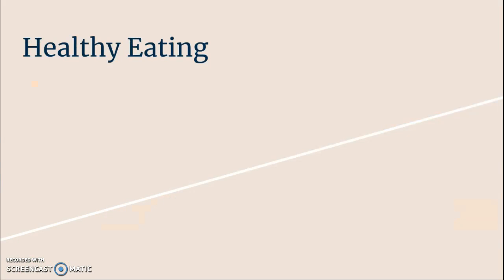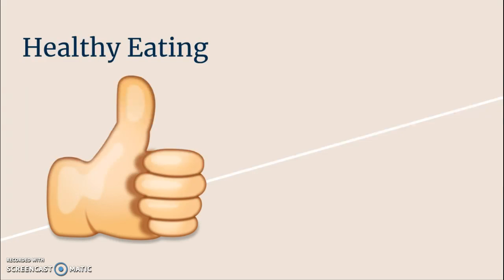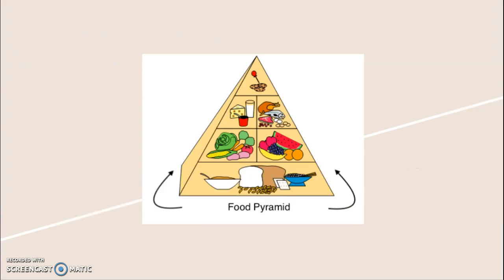So when it comes to healthy eating, how do we know what food is good for us and what is bad? How do we know when to say yes please and when to say no thanks? This is a food pyramid. This picture demonstrates to you and to me what foods we should be eating to stay healthy.